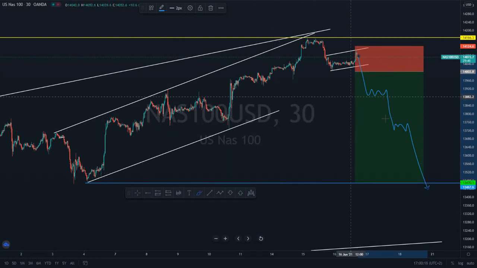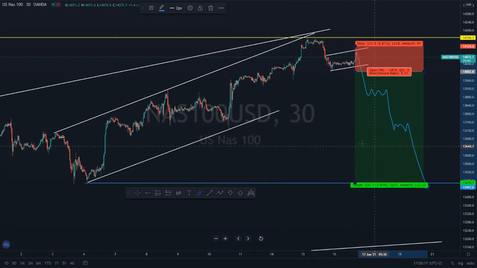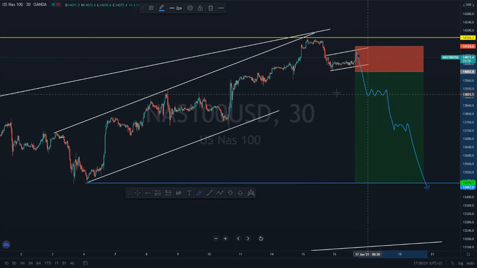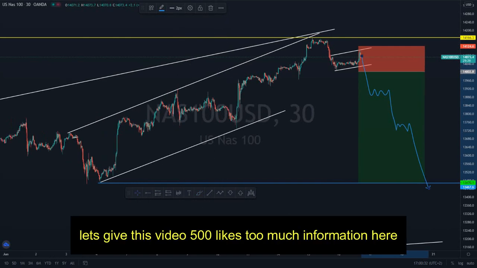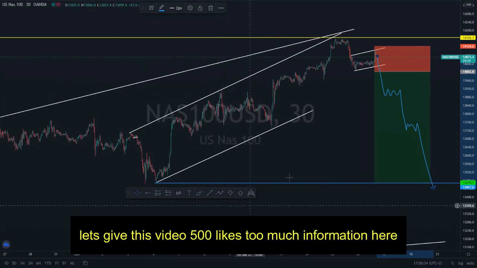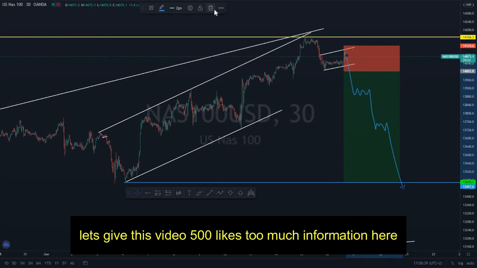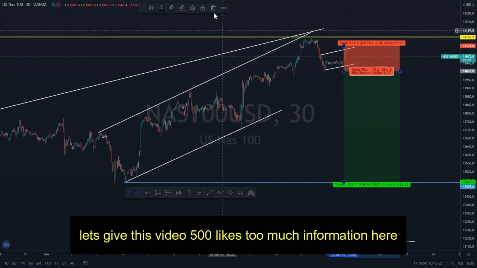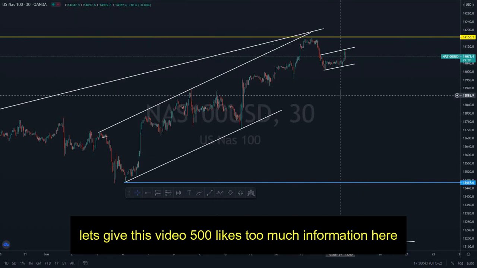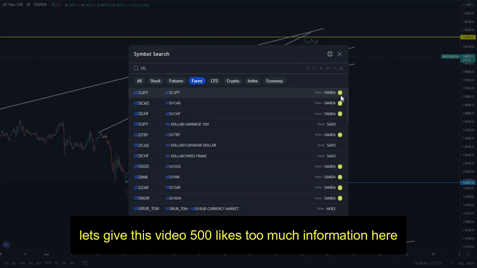So this is what I'm looking forward to seeing on NAS in the upcoming days, or maybe tomorrow, or maybe tonight. We don't know when the market is going to move. So this is what I have for you guys. Let's go to the next one, which is US30. On NAS we are bearish for now. Okay, go to USDT.